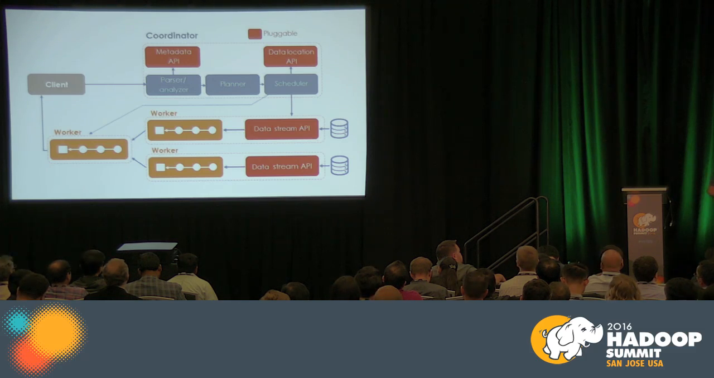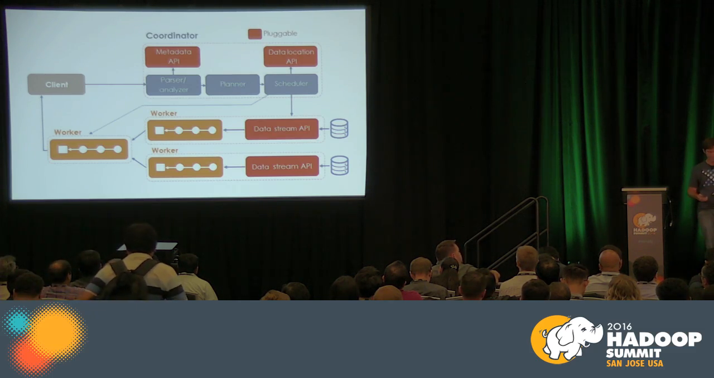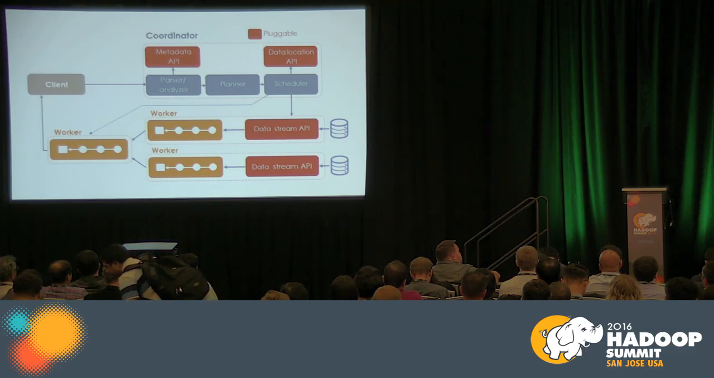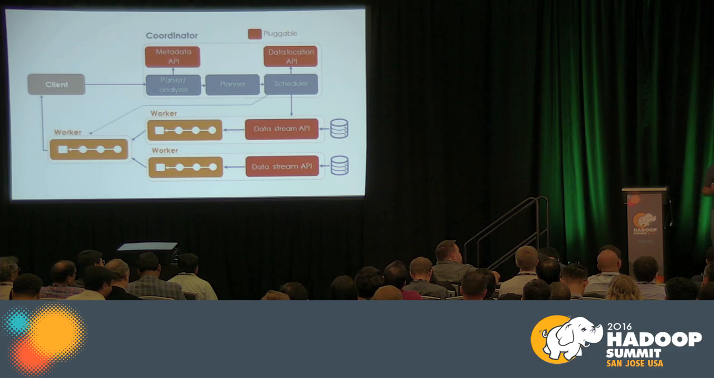So it's a pretty simple, pretty straightforward MPP architecture, like nothing magic about it. And then plugins can provide implementations of metadata APIs that describe tables, columns, and types, and a way to fetch the data for those tables, and then Presto can interact with those external systems.